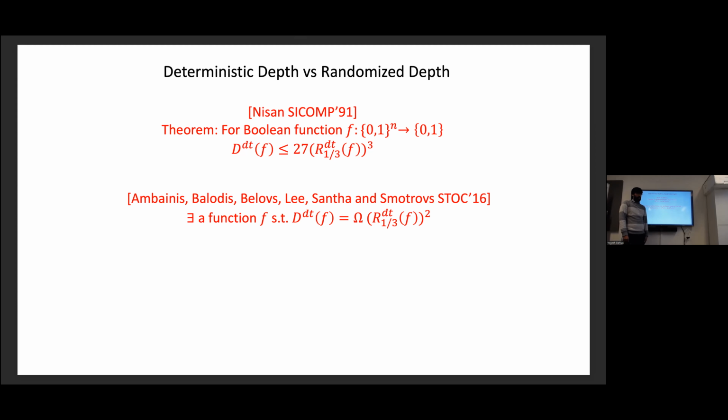Okay. And still we don't know what is the exact relationship between the deterministic depth and the randomized depth. We know that it should be somewhere between 2 and 3, but the exact constant is still unknown. And this is the status for the 90s.